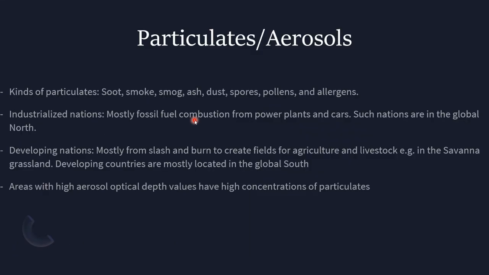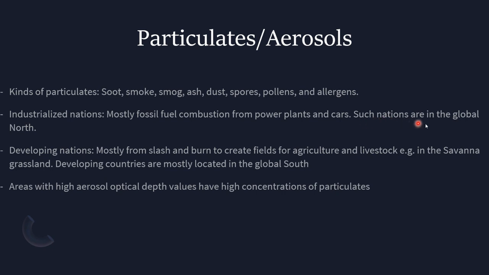Then about the particulates and aerosols, we've already talked about that. Kinds of particulates are soot and smoke. In the industrialized nations, mostly fossil fuel combustion from power plants and cars, such as in the USA, you will see fossil fuel combustion from the cars, as well as lots of power plants. That also emits lots of particulates. If you look at Asia, China has lots of power plants that emit lots of carbon, lots of particulates, and lots of different other aerosols as well.